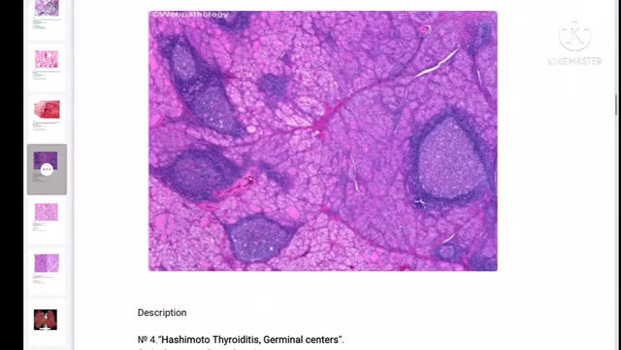The type 2 hypersensitivity reaction, this is Hashimoto thyroiditis, where we can find the germinal centers. So what is the pathogenesis? Normally there is an enzyme called thyroid peroxidase, which helps in the formation of thyroid hormones T3 and T4.